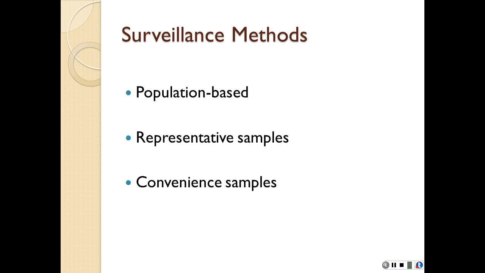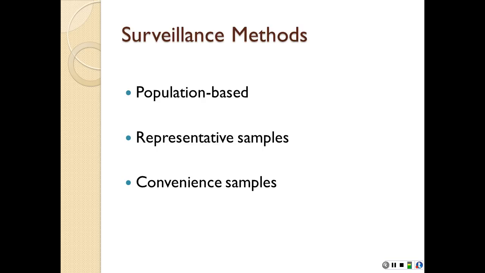Population-based methods of surveillance are our ideal method. They're exceedingly expensive and very rare, right? Because it would be highly impractical to ask every single person in the United States how often they exercise each week, right? Probably not easy to do. Hence the fact that most of our surveillance methods are done from representative samples.